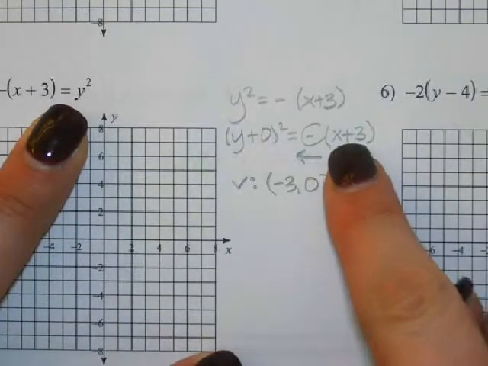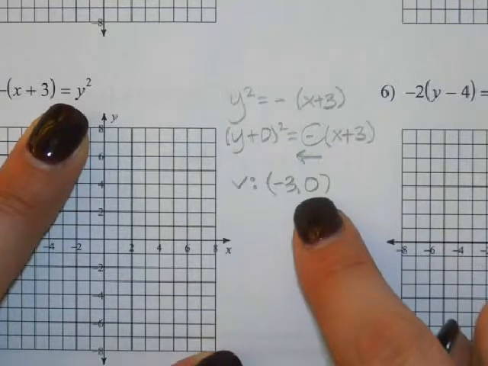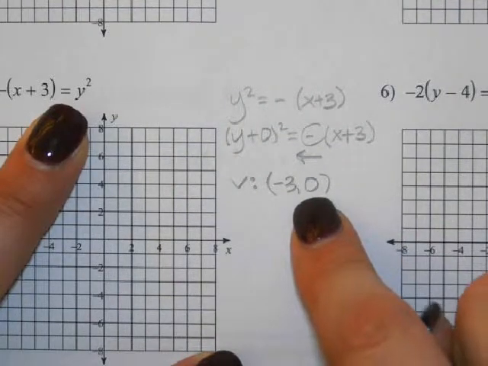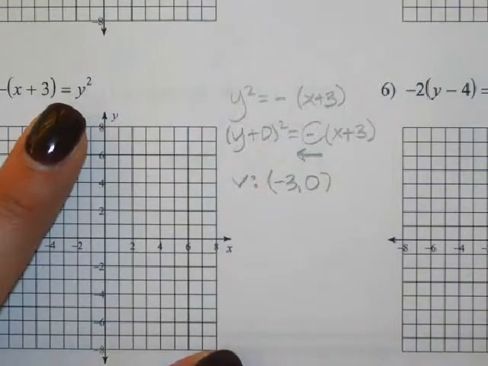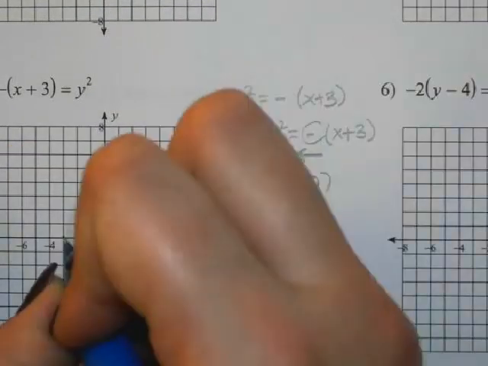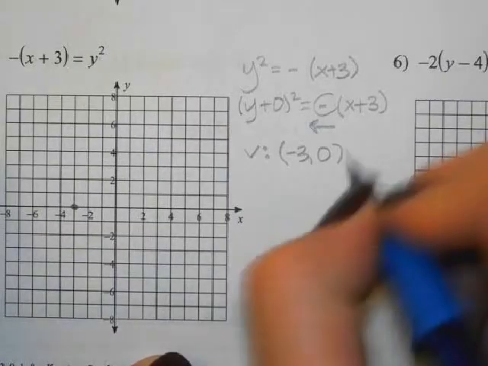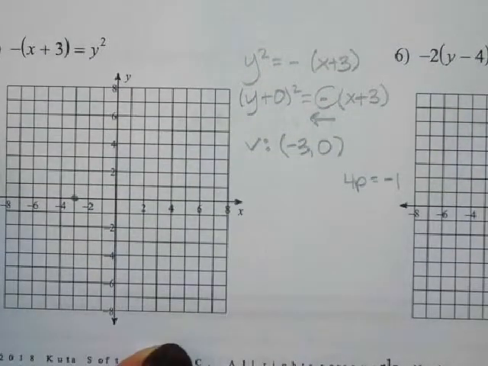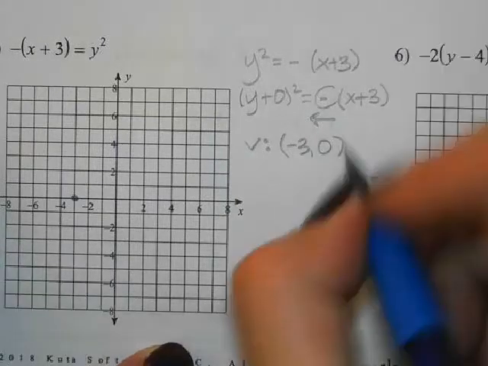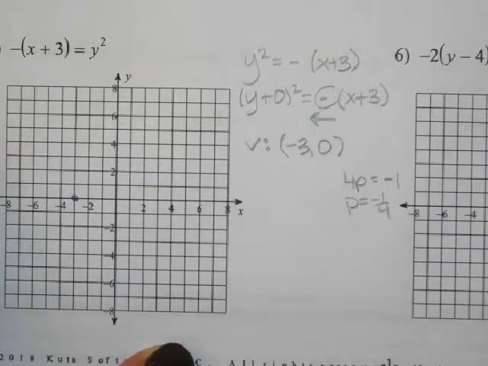So we have to be careful. The x parentheses go with the x coordinate. The y parentheses go with the y coordinate. So whenever you have a parabola that opens left and right, it's going to feel backwards. Okay, so -3, 0. Let's put a point there for our vertex. And then we have 4p equals -1. Yeah, so p equals -1/4, or you can just think positive 1/4 since the sign doesn't really matter.